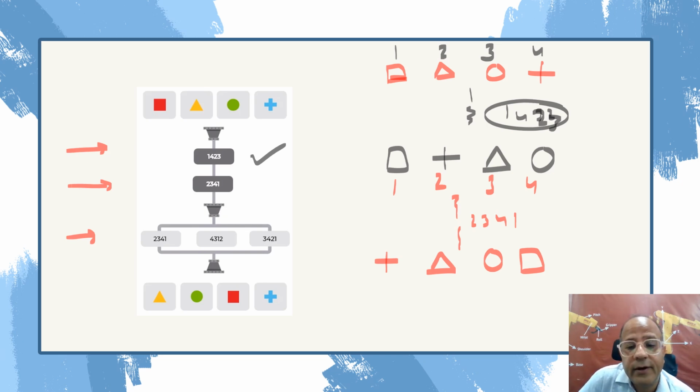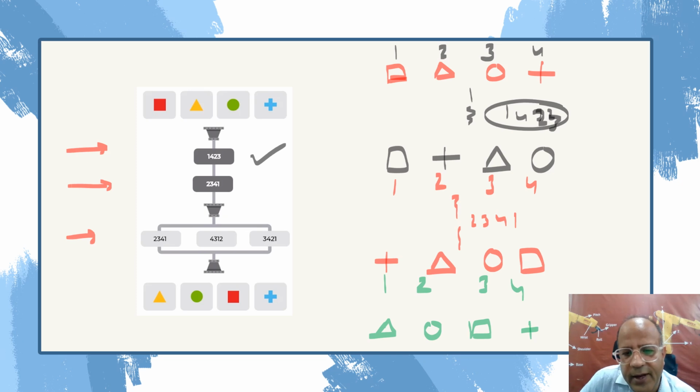Please, once again, don't go away. Please number them once again. This is where we go wrong. 1 2 3 4, and now it finally resulted into a triangle, a circle, a square, and a plus sign. This is the last line I wrote. So what is the end result?